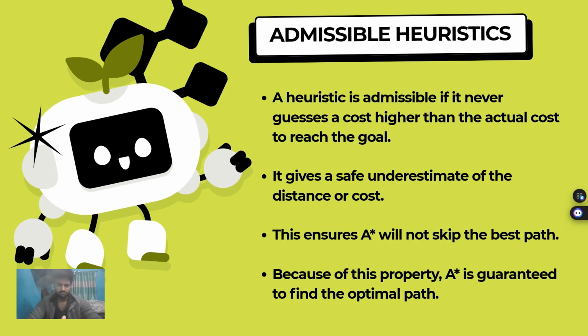Admissible heuristics. A heuristic is admissible if it never guesses a cost higher than the actual cost to reach the goal. It gives a safe underestimate of the distance or cost. It ensures A star will not skip the best path. Though it has a different number of paths, it still chooses the best path with the help of the formula f of n, which is g of n plus h of n. Whereas this h of n, the heuristic, plays a major role in finding the best path and not skipping it. So that's what it's saying. Because of this property, A star is guaranteed to find the optimal path.